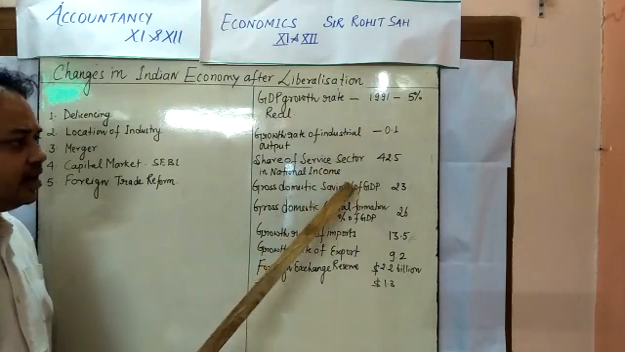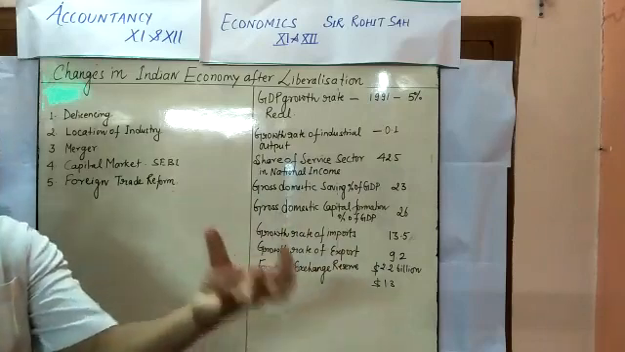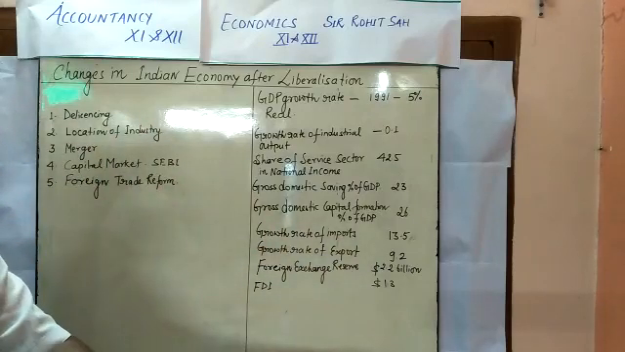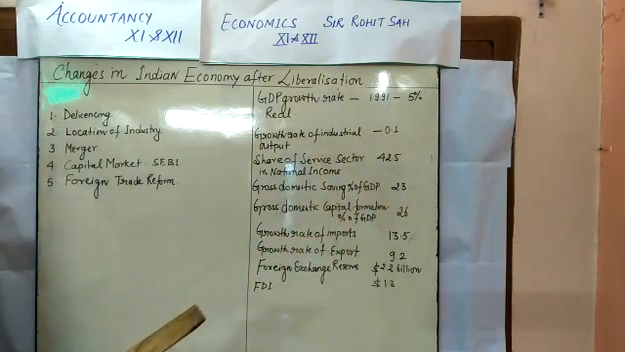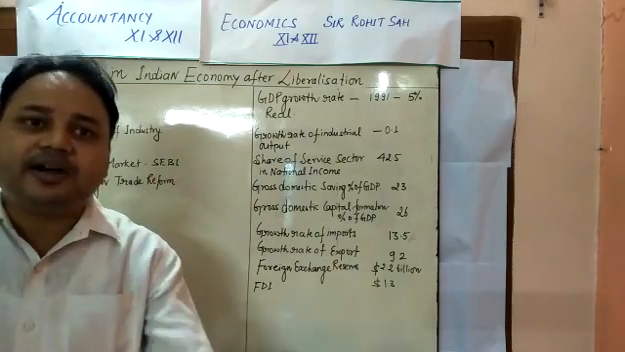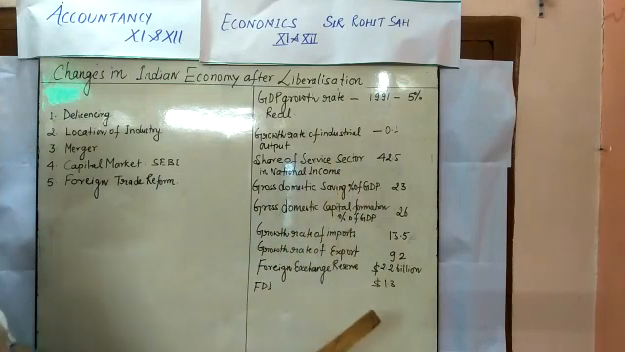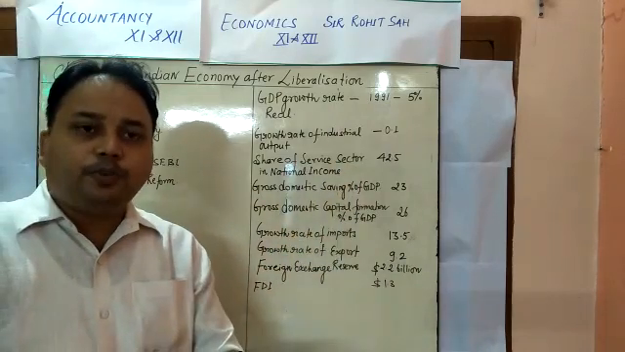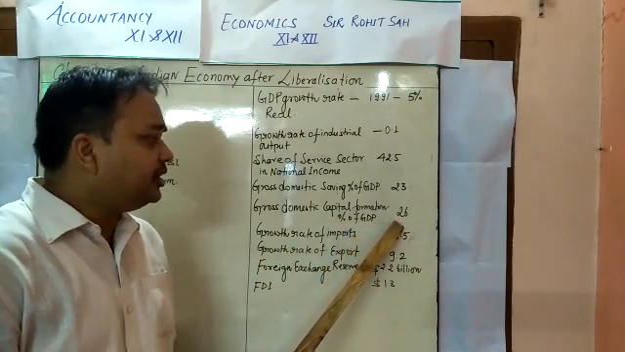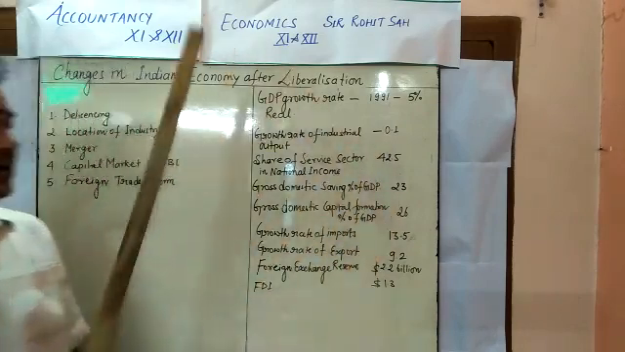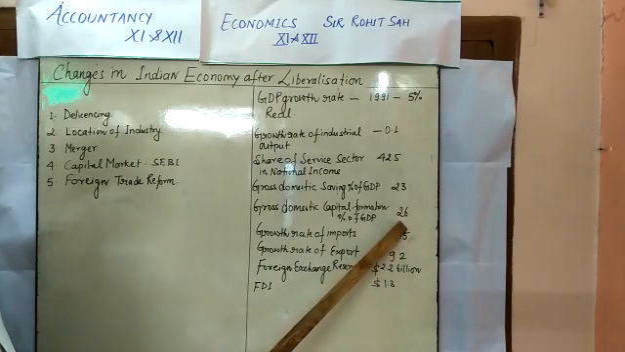Gross domestic saving, what is the meaning? Saving percentage. It means whatever the GDP, and out of GDP what portion we save, that was only 23%, but now it is more than 35%. Gross domestic capital formation means whatever the domestic output, how much capital formation is there. The percentage of capital formation in 1991 was only 26%. Now it changes from 26% to 33%.